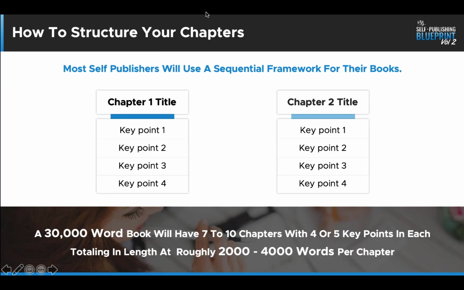So how are you going to structure your chapters? Most publishers will use a sequential framework for their books. So chapter 1 title, key point, key point, key point, key point. Chapter 2 title, key point, key point, key point, key point. A 30,000 word book will have 7 to 10 chapters with 4 or 5 key points in each, totaling in length roughly 2,000 to 4,000 words per chapter.